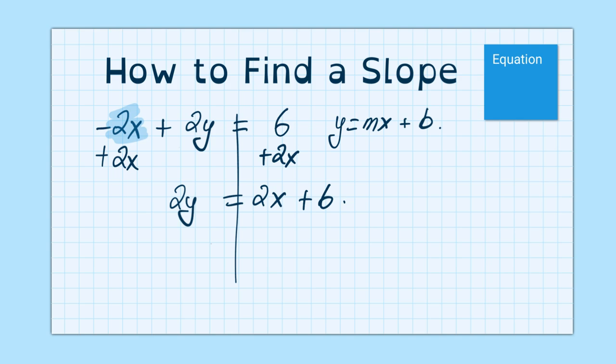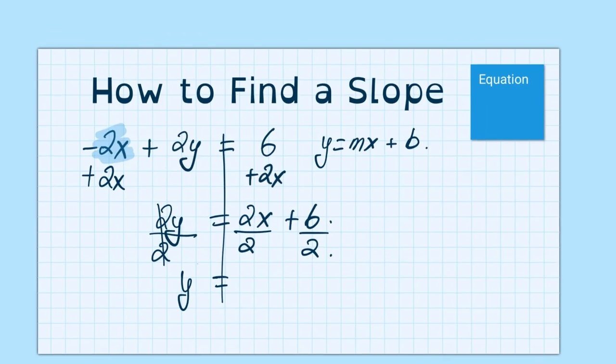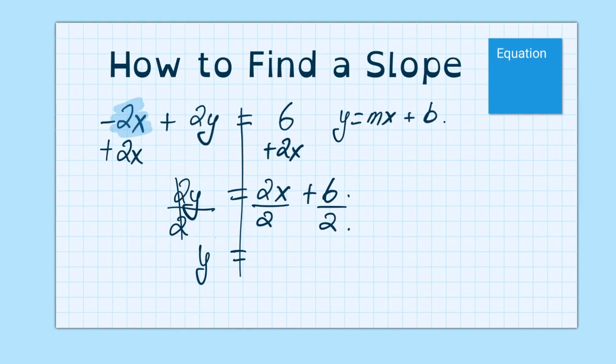Okay, so from here, we can't stop because we still have the y that's multiplied by 2. So we're going to do the opposite of multiplication, which is division. We're going to divide everything by 2. And so here we'll have y, and then 2 divided by 2 equals 1. 1 times x equals x. So therefore, we'll have x plus 6 divided by 2 equals 3. And here's what's confusing. What is the slope in here, you may ask? Well, the slope here is 1.